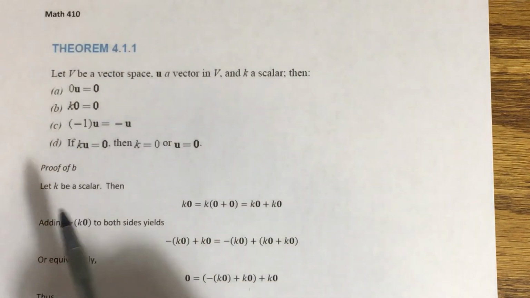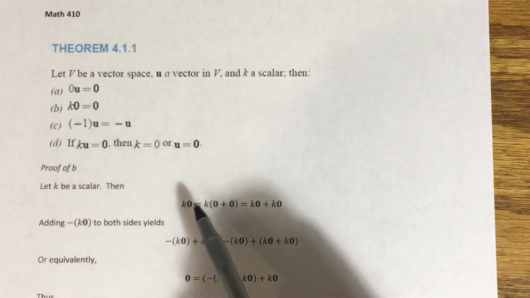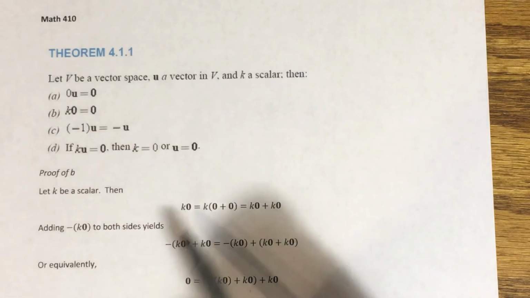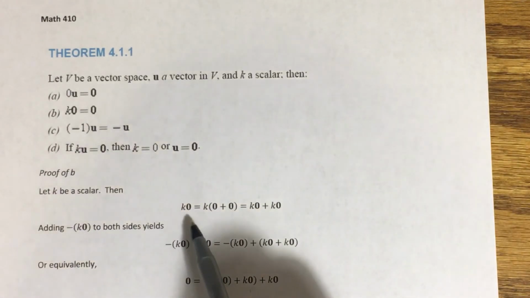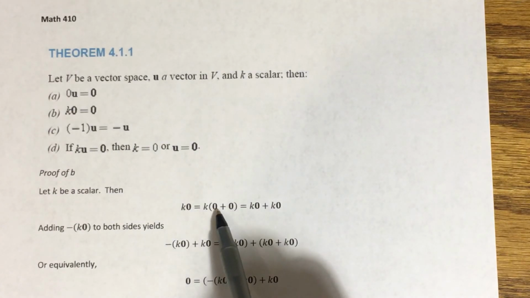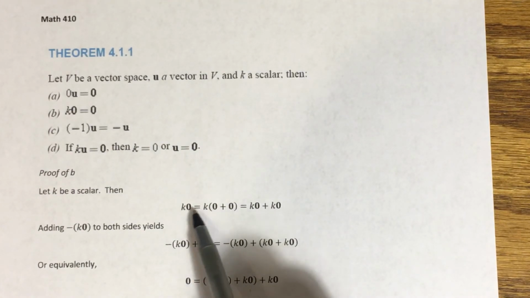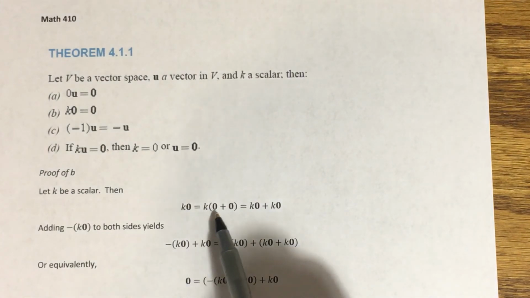Okay? So I'm going to say let k be a scalar. And then I want to investigate k times 0. Now remember, the only thing that I get to assume about the 0 vector is that it acts like an additive identity. In other words, if I add it to any other element of V, then it doesn't change that element of V. Well, what if I were to add the 0 vector to itself? 0 plus 0 should still be 0, and notice that that's just straight from the definition of what the 0 vector is.